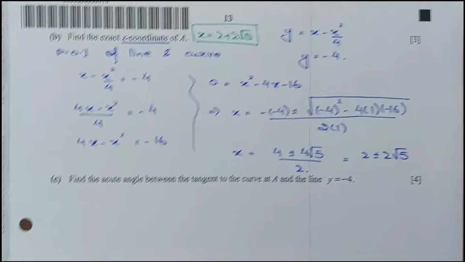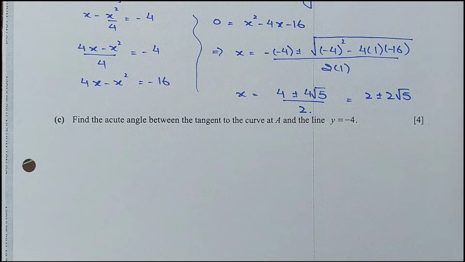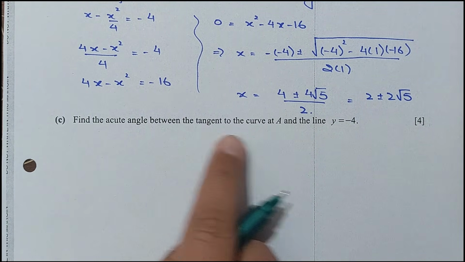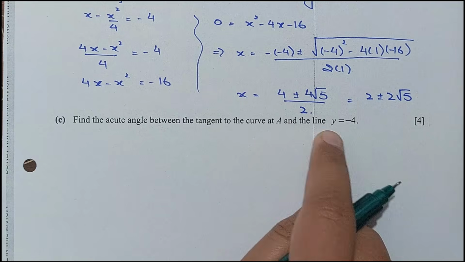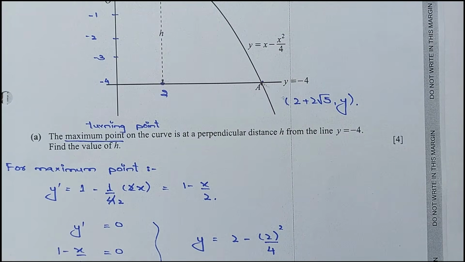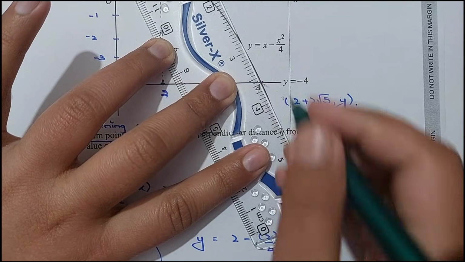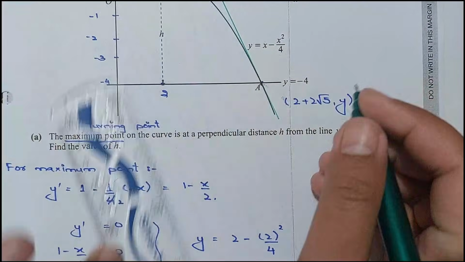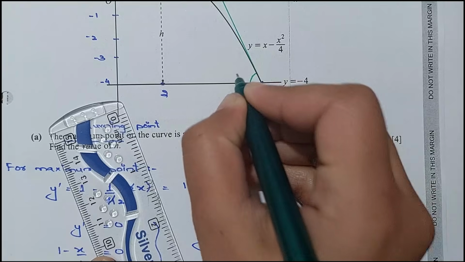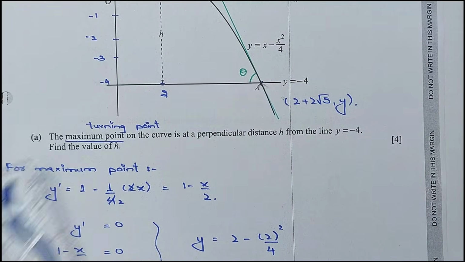Now for part C, find the acute angle between the tangent to the curve at A and the line y equals negative 4. Tangent to the curve at A. This is the tangent to the curve at A. And this line, this acute angle theta, we have to find.